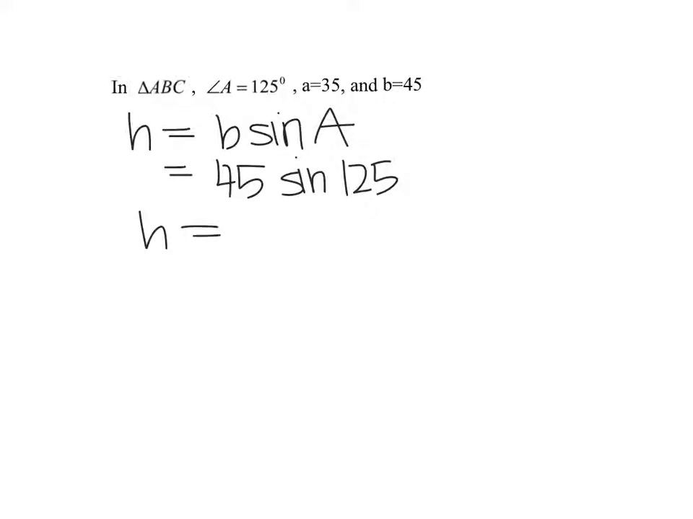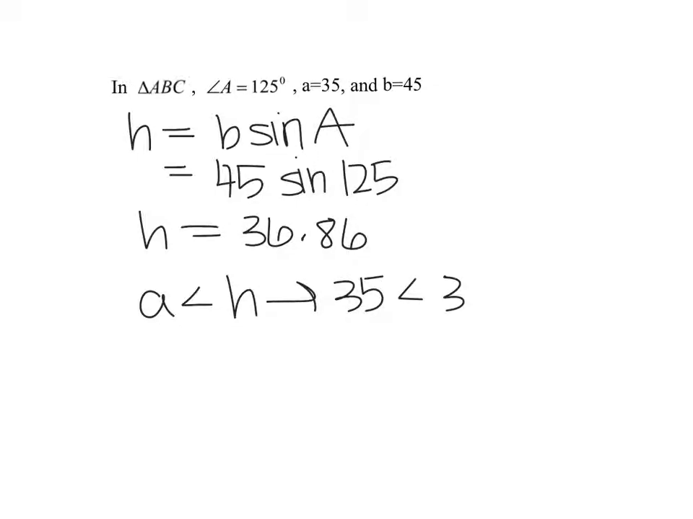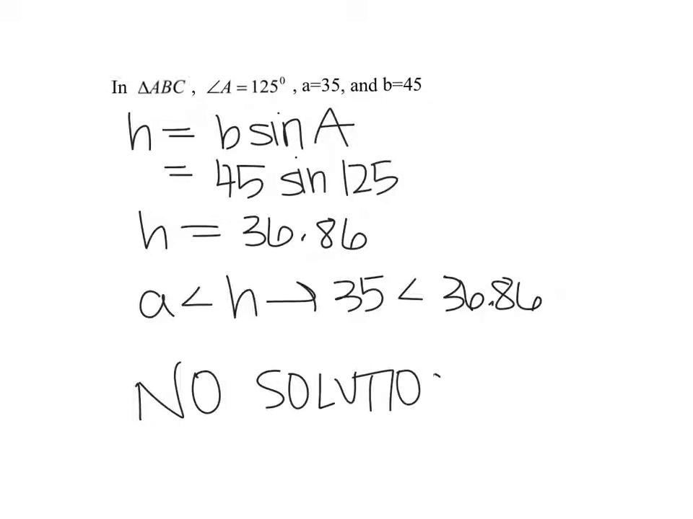So our height is going to be approximately 36.86. And our given side A is less than H, since 35 is less than 36.86. So because A is less, there is no solution. So this would be a case where no triangle can be made with that given angle and those two sides.